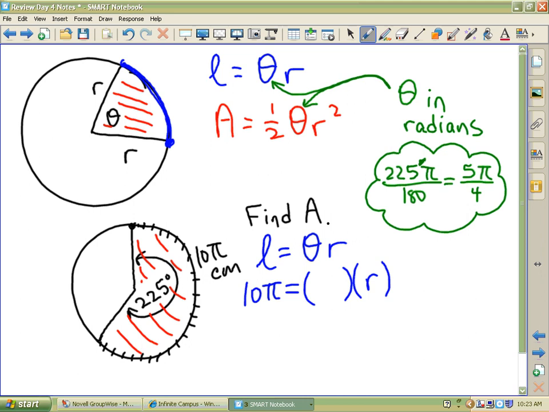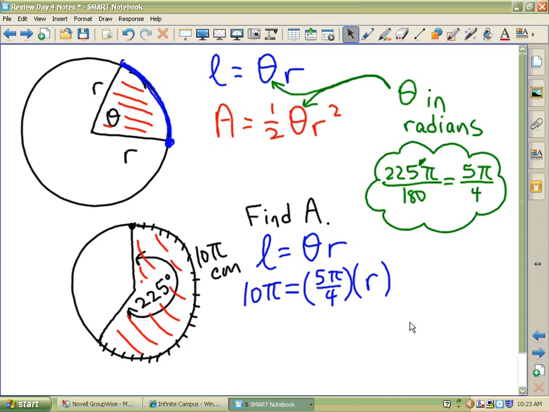Caleb's question for all those folks at home was, do they actually give you problems where it's in degrees and you have to convert? And I said, yes, they just gave you one.